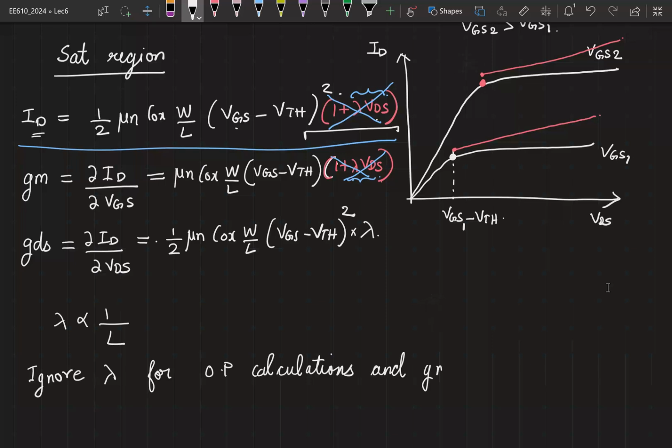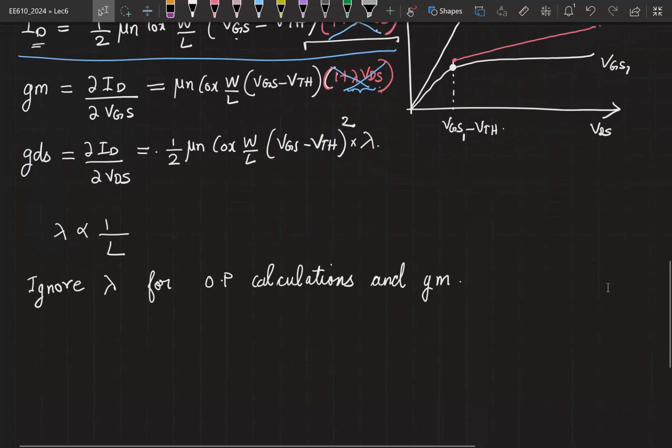And for calculating GM, if you want to be very accurate, then feel free to use VDS in both of these equations and go ahead. You will not lose out any marks if you do that. Maybe there are cases where you want that sort of accuracy and you might prefer to have VDS in the expressions. But for most cases, it's a very reasonable approximation to make.